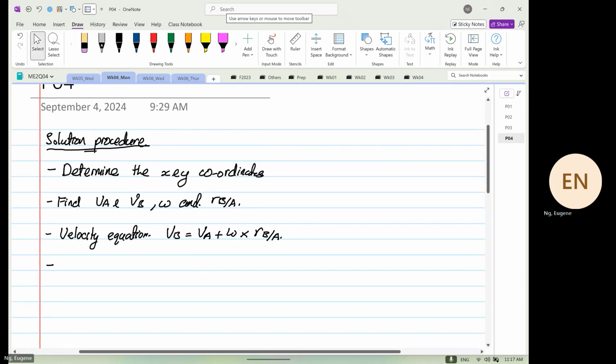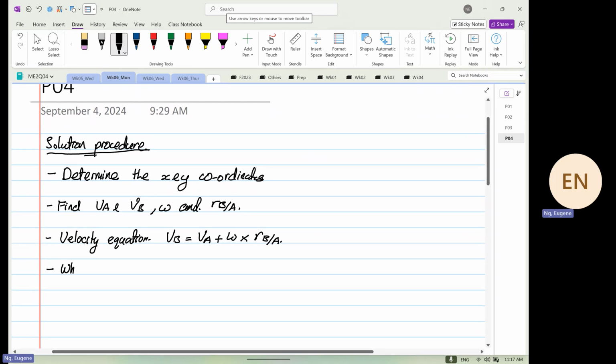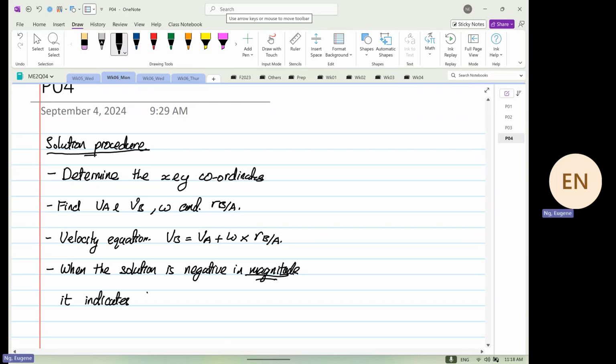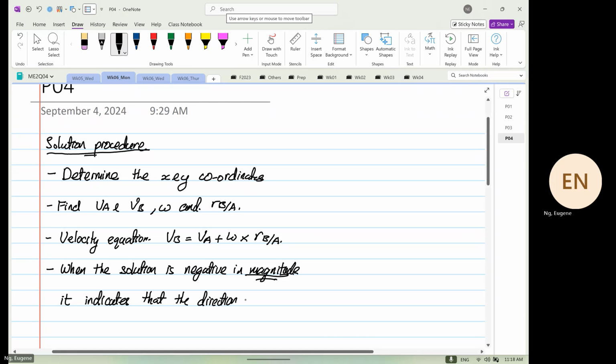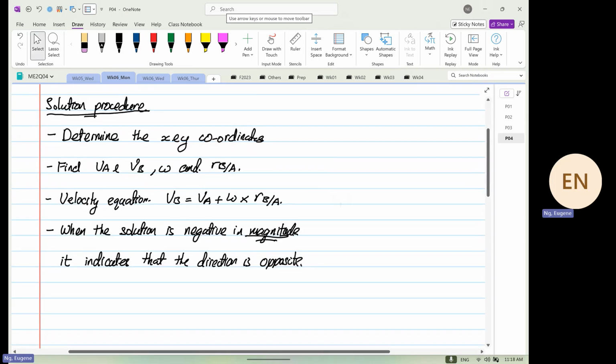And then when the solution is negative in magnitude, later we'll calculate magnitude, it indicates that the direction is opposite. Okay, if it's positive, means the direction is correct.